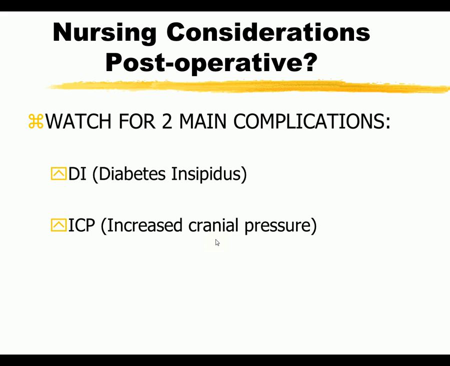Now, diabetes insipidus, these people can urinate as much as 15 liters a day. So, always, when someone comes back from a transsphenoidal hypophysectomy, first thing you do is put them on strict I&O and daily weights, because you're wanting to make sure they're not having this complication.